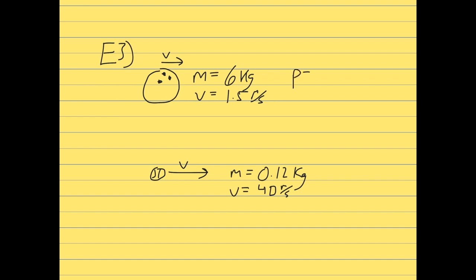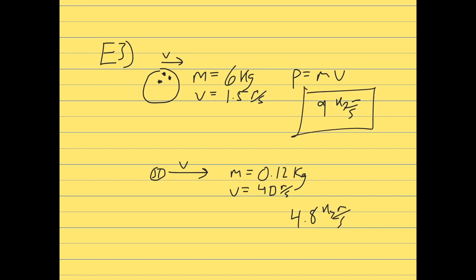For the bowling ball, P equals m times v. So it's 6 kilograms times 1.5 meters per second, giving us a momentum of 9 kilogram meters per second. For the baseball, same thing. We have a mass of 0.12 kilograms and a velocity of 40 meters per second, giving us a momentum of 4.8 kilogram meters per second. So the bowling ball has a greater momentum.